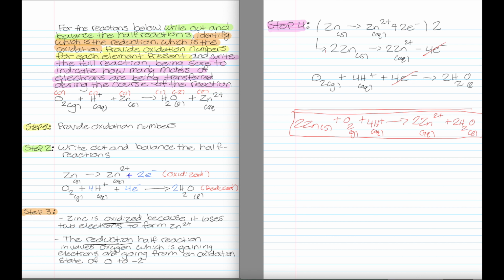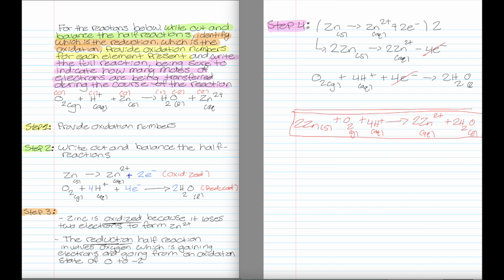The specific problem that was assigned to me states: for the reaction below, write out and balance the half reactions, identify which is the reduction, which is the oxidation, provide oxidation numbers for each element present, and write the full reaction, being sure to indicate how many moles of electrons are being transferred during the course of the reaction. So immediately, let's take a look at the reaction given to us.